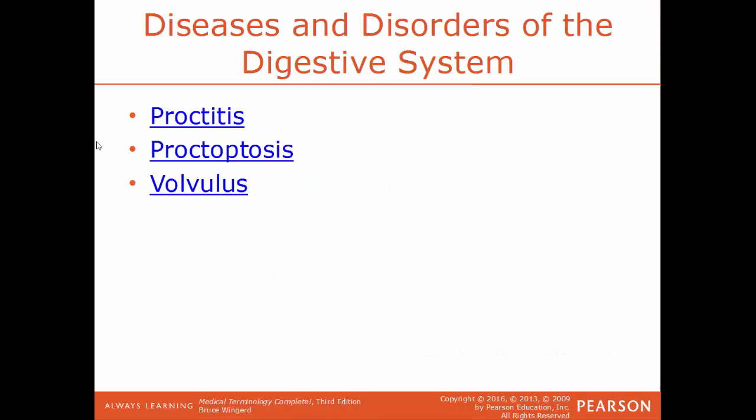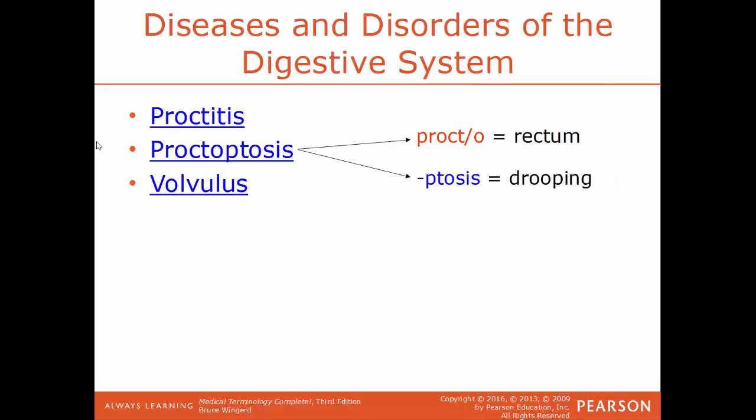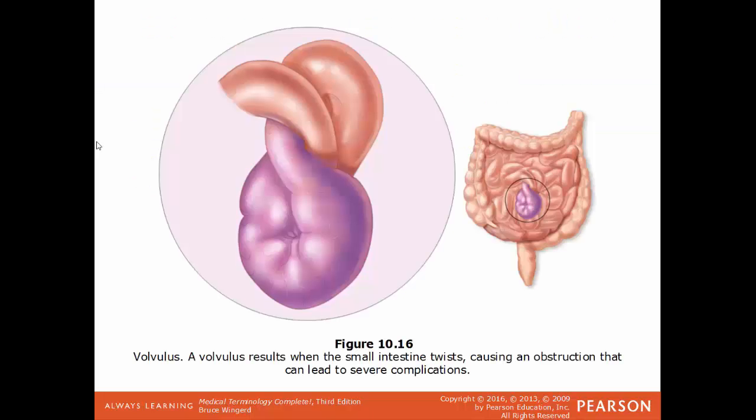Proctitis, this is the inflammation of the rectum or the anus. Proctoptosis, we're going to break down that term. Procto means the rectum, and ptosis means a drooping. This would be a prolapsing or a sagging or drooping of the rectum. And our last term here, volvulus, a rolling or a twisting of the stomach or the intestine, which will lead to an obstruction. Here's an image of how that would look.